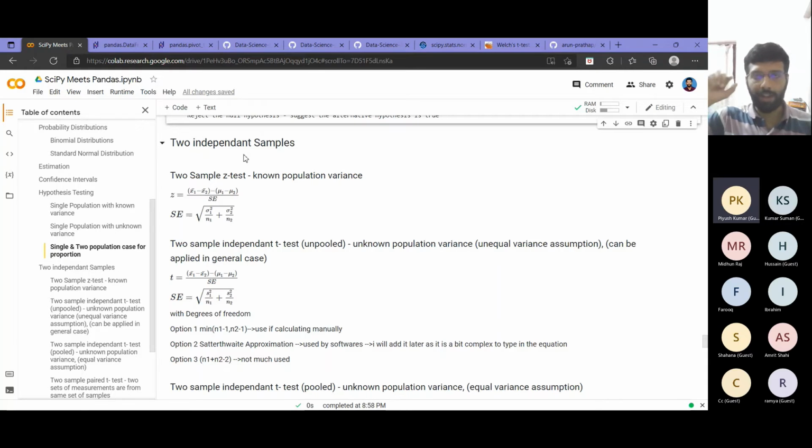In the case where I don't know the population variance and my number of samples is less than 30, in that one case alone I will go for a t-test, right, in the single sample case. So we can say the z-test is the most comprehensive case. The t-test covers only the case where I don't know the variance and my number of samples is less than 30. So coming to the two sample case, here the most general case is what is called a two sample independent t-test.